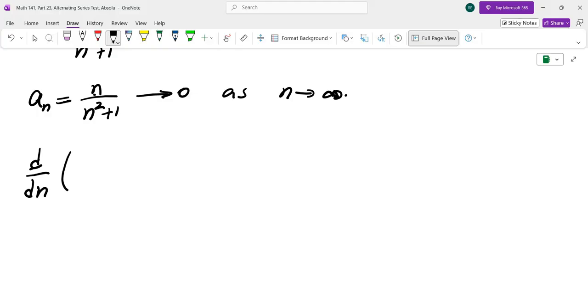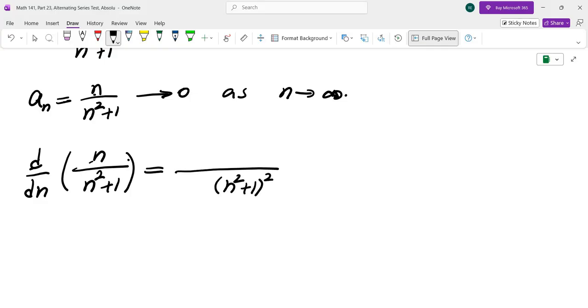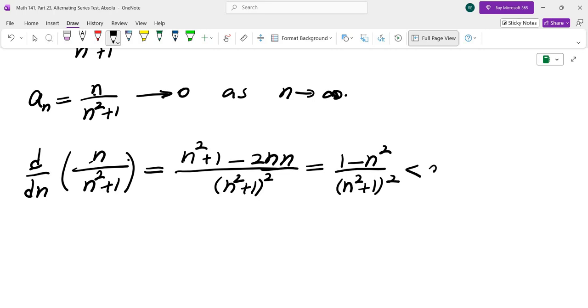So we'll take the derivative with respect to n over n squared plus 1. That would be, the bottom is n squared plus 1 squared, derivative of numerator times denominator. So that would be 1 times n squared plus 1 minus derivative of denominator times numerator. That is 1 minus n squared over n squared plus 1 squared, which is in fact negative. So that tells us that an is decreasing. So it is decreasing and it approaches 0.